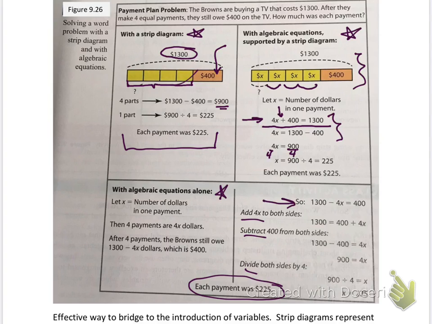So the very bottom that you can't see says, effective way to bridge to the introduction of variables, the variable meaning the x. Strip diagrams represent quantities just like variables, and segments on a number line do. So key thing, same length, same amount. Greater length, greater amount. Now, do you see how they made this 400 bigger? They could have made that smaller because you don't really know what that is going to be.